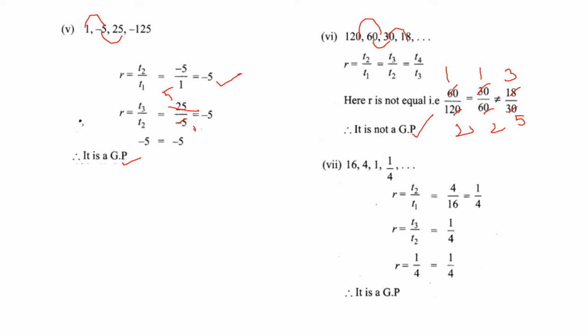Next question: 16, 4, 1, 1 by 4. So R equal to T2 by T1, that is 4 by 16. We get 1 4 is 4 and 4 4s are 16, 1 by 4. T3 by T2 also, here you see 1 by 4. And T4 by T3, 1 by 4 by 1, that is nothing but 1 by 4 only. Therefore it is a GP.